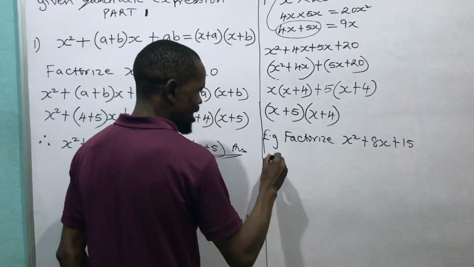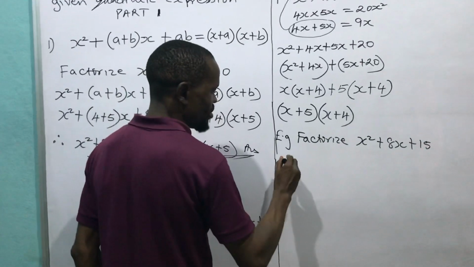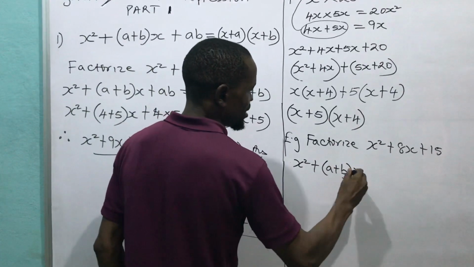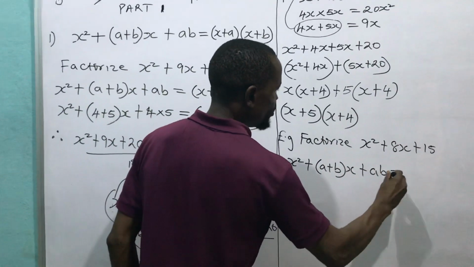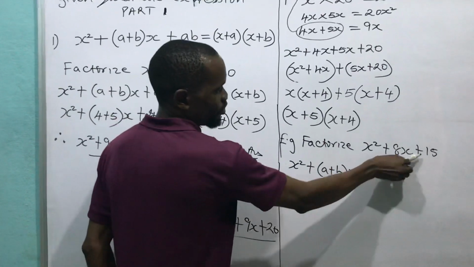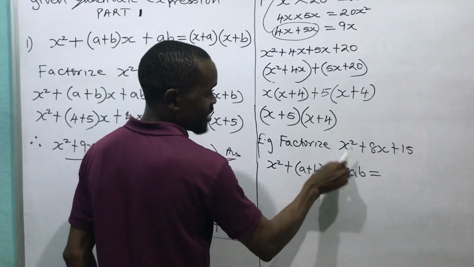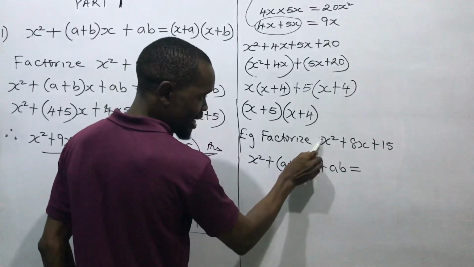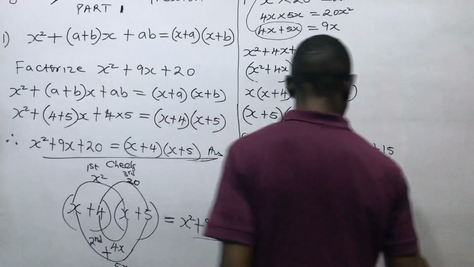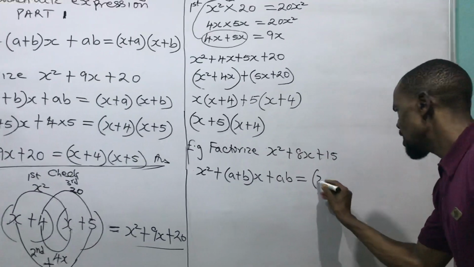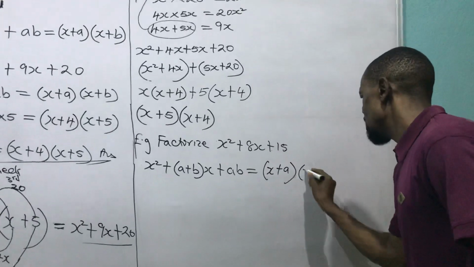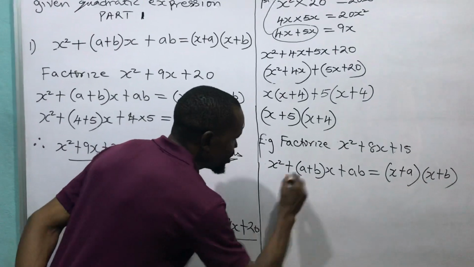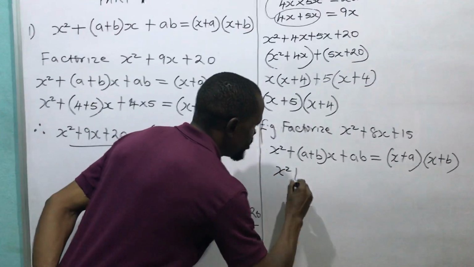I'll just state my formula: x squared plus (a plus b)x plus ab. The first thing I discovered is that the plus is here, plus is here, and here is 1. Before I state this formula, I'll check. Plus is here, and here is 1. I state the formula immediately and solve. I have this to be x plus a into x plus b.